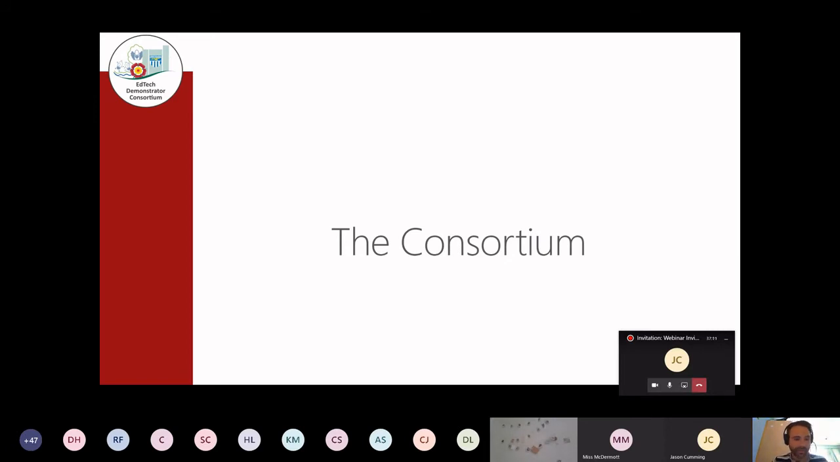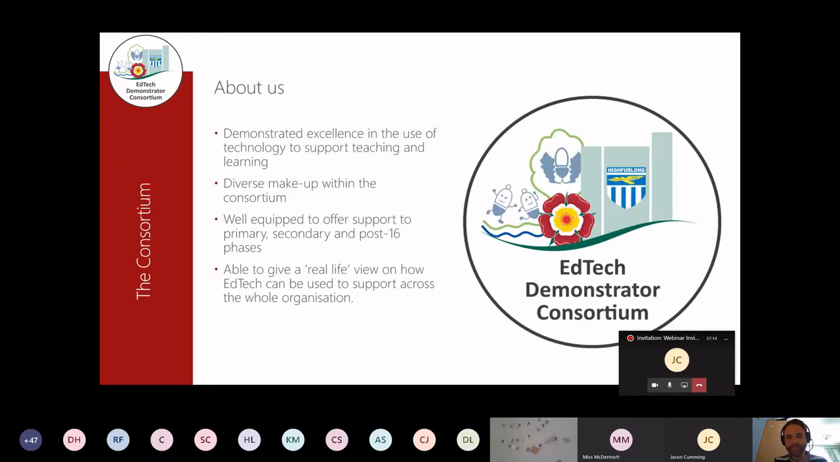The consortium that we are a part of consists of 3 different schools, and these are here to ensure that we can support other educational establishments in getting used to educational technology and using educational technology to support pupils, staff and their whole community. Our consortium consists of 3 different schools.